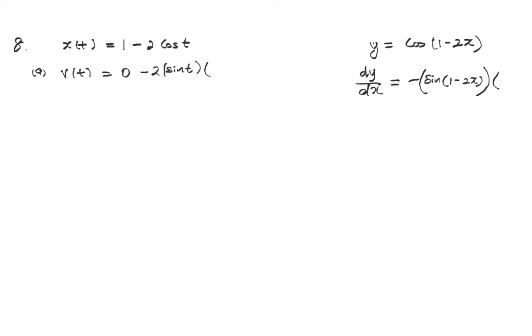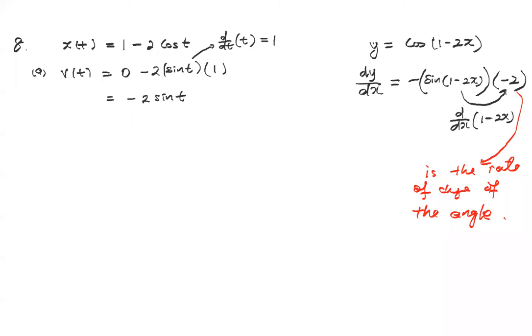Times negative 2. Do you know where the negative 2 comes from? You have to find the dy dx of 1 minus 2x and put it inside there. Do you know why today I write this down? Okay. Negative 2 sin t. So then I continue to find the acceleration. Okay, negative 2. You differentiate sin, you get cos.